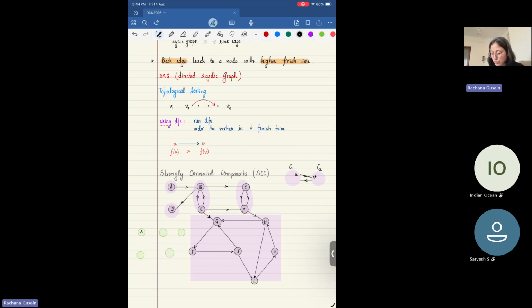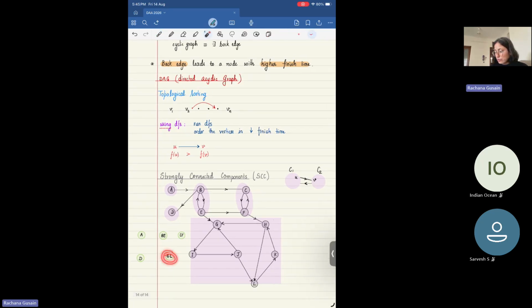This one corresponds to the vertex A. This one corresponds to D. This one has B and E, so let me label it as BE. This one has C and F. And here I have G, H, I, J, K, and L. Let me just write it as GL, G to L. So this node corresponds to this component in the original graph. I'm just compressing every component into a single vertex.